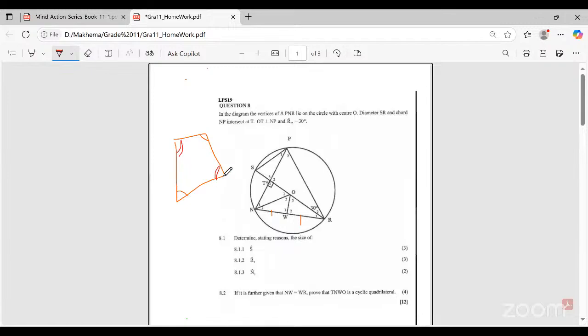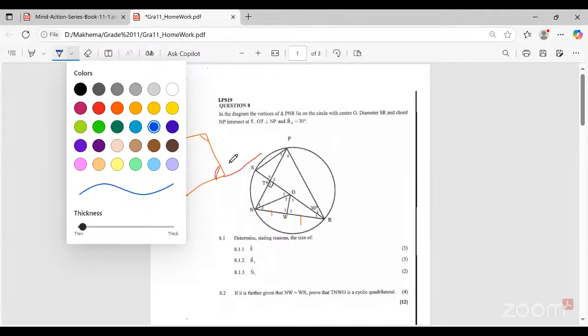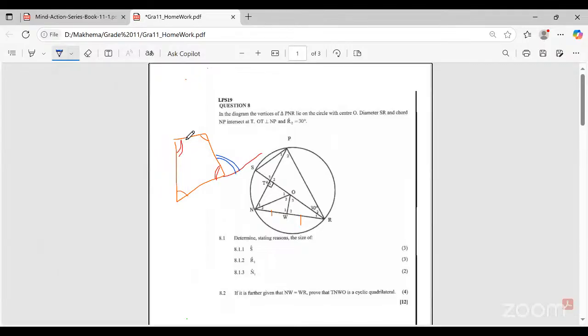Or if we have maybe some extended line here, we can say the exterior angle of a cyclic quadrilateral is equal to that interior opposite angle. These are the properties of a cyclic quad. So this is what we are going to need to prove that this is a cyclic quadrilateral.